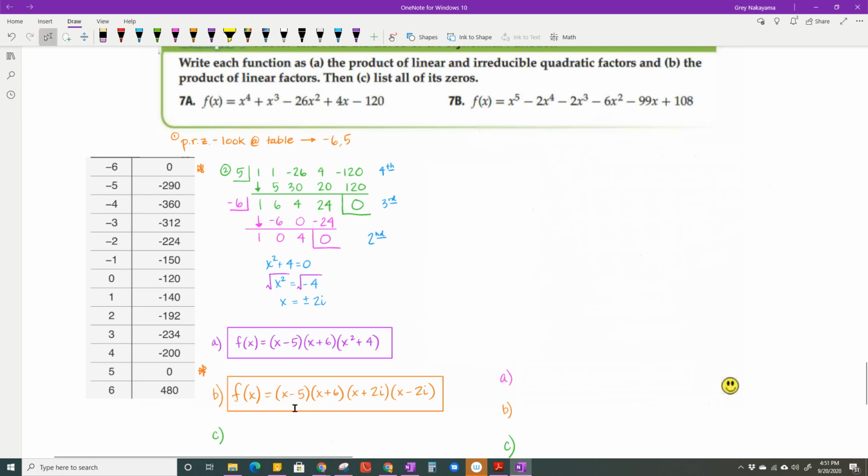So my zeros are going to be the opposite of each of these factors. So my zeros are 5, -6, and then plus or minus 2i. And that's all we got. All right.